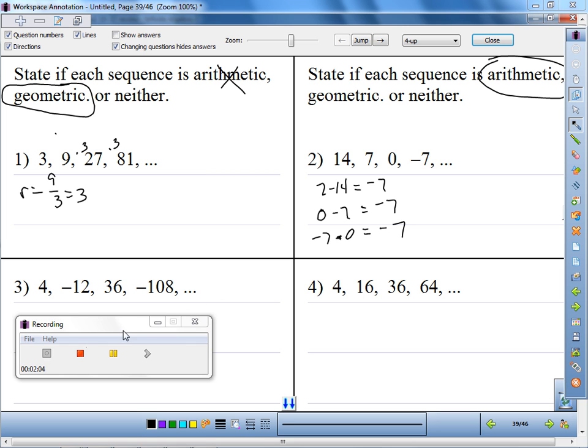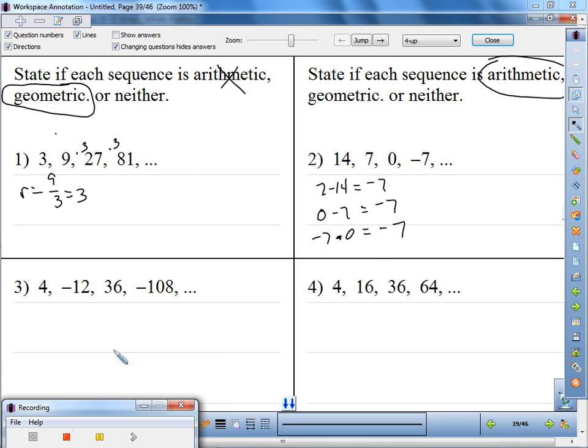Alright, now let's look at number 3. Same type of problem. Now I'm going from 4 to negative 12, back up to 36, back down to negative 108. I'm oscillating here from positive to negative, so it's not going to be arithmetic. Maybe geometric, I don't know yet.